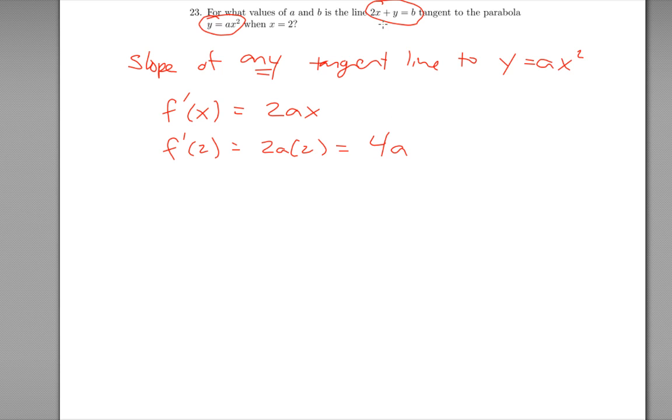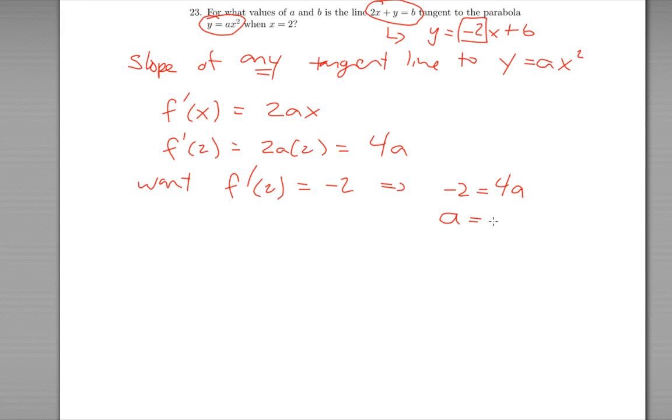Now look at our tangent line. They said they want the tangent line to be this. So if we rearrange this, this is y equals negative 2x plus b. Right? We can see what they want the slope to be. They want the slope to be negative 2. So they want f prime at 2 to equal negative 2, which means negative 2, the slope that they want, has to equal 4a, which means a has to be equal to negative 1/2.